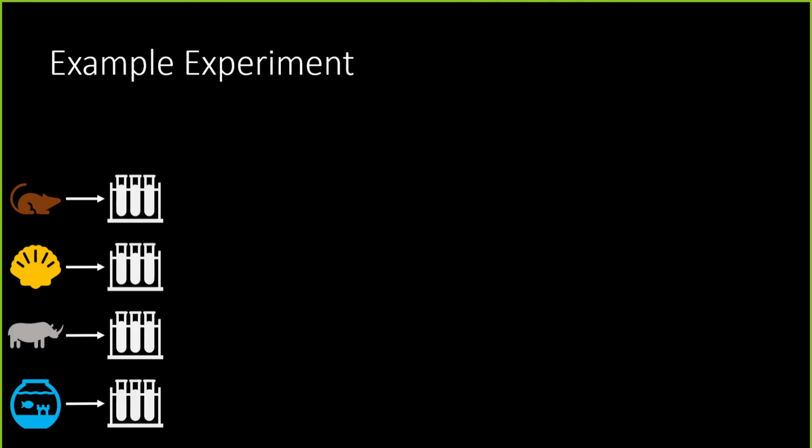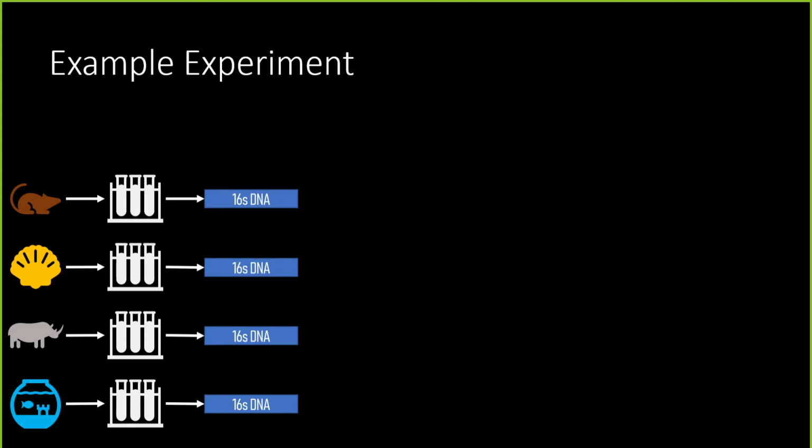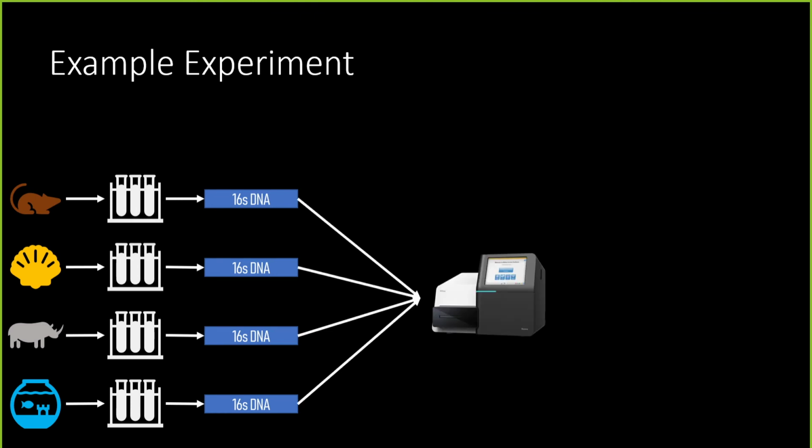So let's say we're doing an example experiment. We're interested in looking at the microbiome of a mouse, of a clam in the ocean, a rhinoceros, and maybe something in an aquarium tank. Well, what you're going to do is get those tissue or whatever samples, put them in a vial, extract the DNA, and then amplify the variable region using PCR, and that eventually gets sent off to be sequenced on a sequencer.